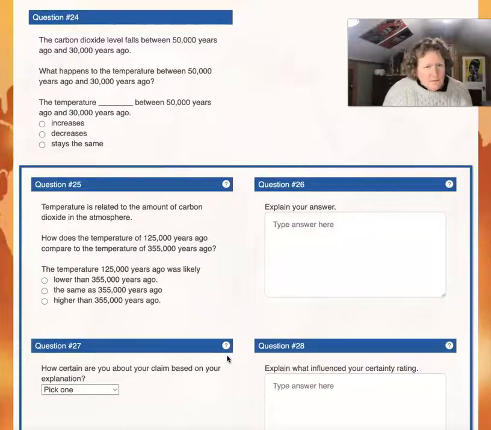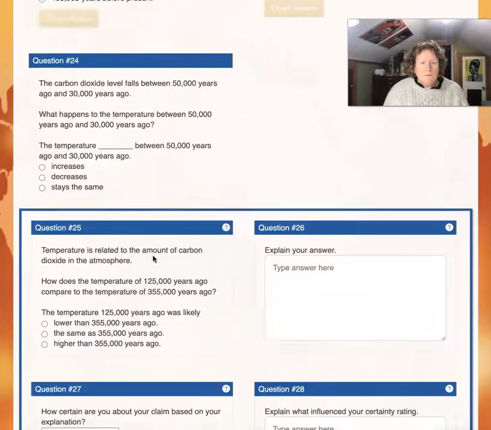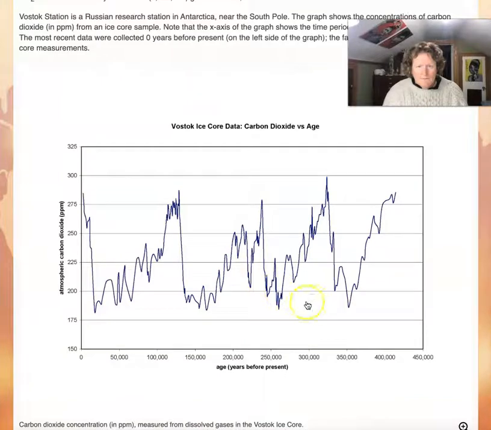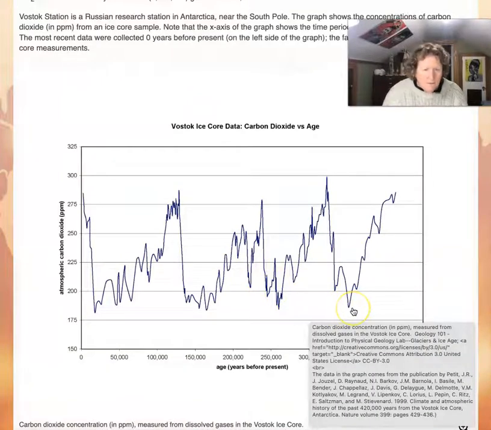So here's question 25. Temperature is related to the amount of carbon dioxide in the atmosphere. How does the temperature of 125,000 years ago compare to the temperature of 355,000 years ago? So let's go look at these on the graph. So this is about 355, and this is about 125. So here and here, 125, 355. High at 125 and very low at 355.